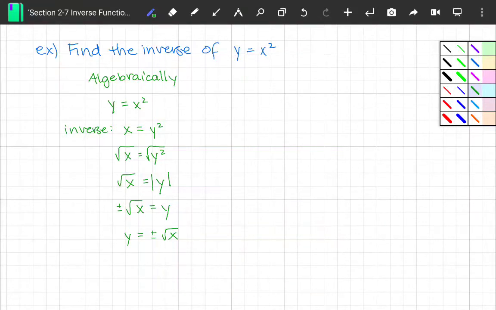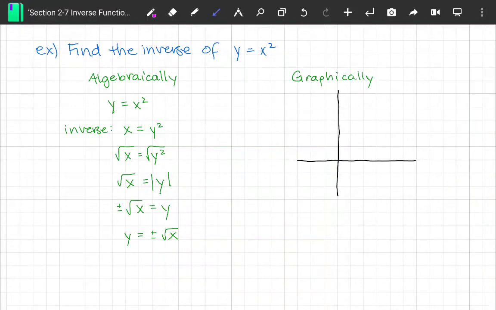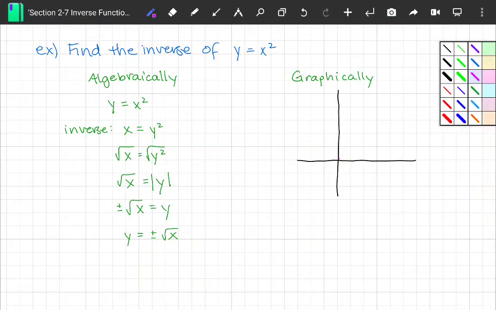Let's look at it graphically. Let's see what this looks like graphically. We'll compare the two methods here. So graphically, now hopefully you remember y equals x squared. That is a parabola, and remember it's a parabola that goes through 0, 0, 1, 1, 2, 4, negative 1, 1, negative 2, 4.